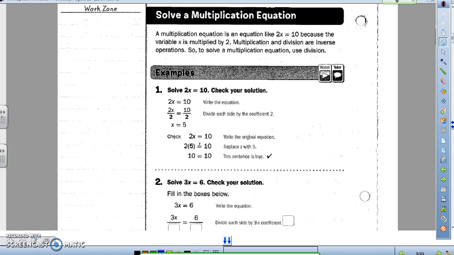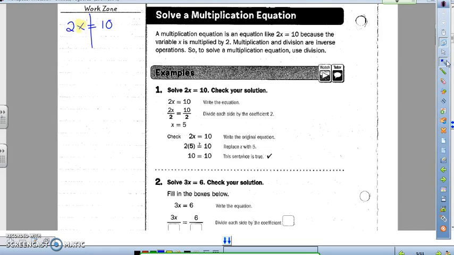Okay, solve a multiplication equation. So off to the side, I know number 1 is already done, but we're going to do it together. I want you to write 2x equals 10. This will count as our rewrite. Just as we did with addition and subtraction, you're going to need to rewrite each problem. Now, we're going to draw our line, find the variable, and highlight it.